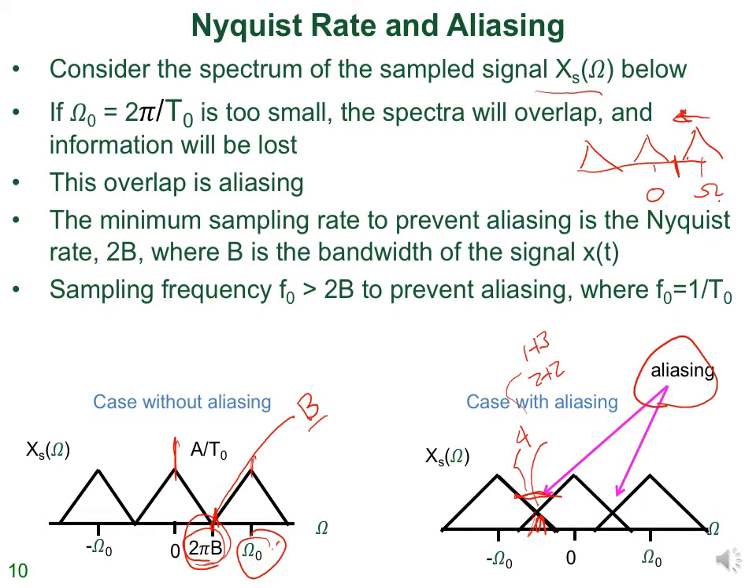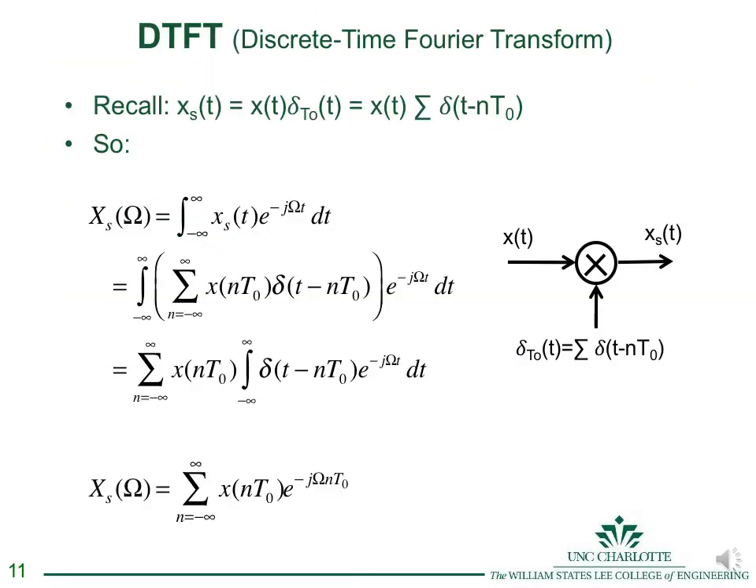So the minimum sample rate to prevent aliasing is the Nyquist rate 2b, where b is the bandwidth of the signal, or the highest frequency in the signal. So b was, of course, that point. 2 pi b was the point in radians per second, which corresponded to the highest frequency of the original spectrum. So the sample rate must be greater than 2 times that highest frequency. And again, the sample rate is 1 over the sampling period t0 that we mentioned before.